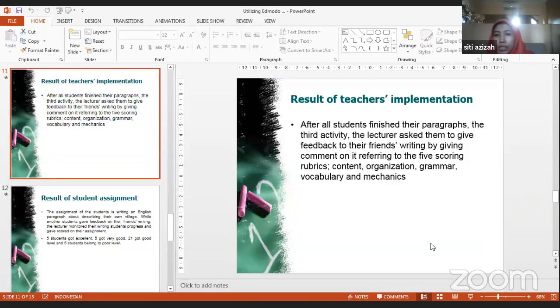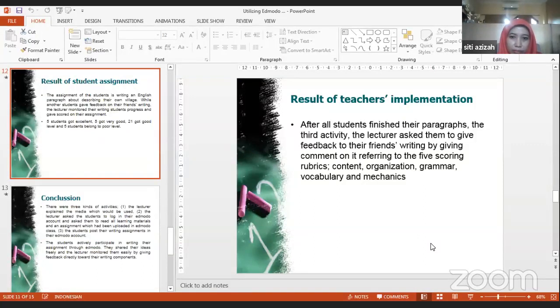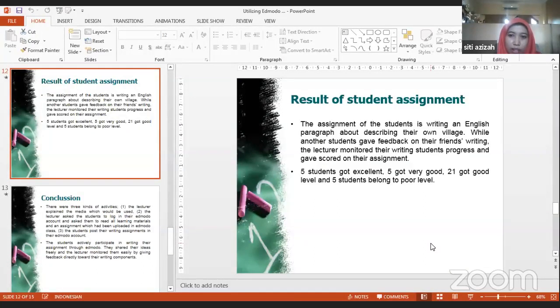Result of teachers' implementation. After all students finished their paragraph, in the third activity, I asked them to give feedback to their friends' writing by giving comments on it, referring to the five scoring rubrics. The first is content, then organization, grammar, vocabulary, and mechanics. And these are the student assignments.